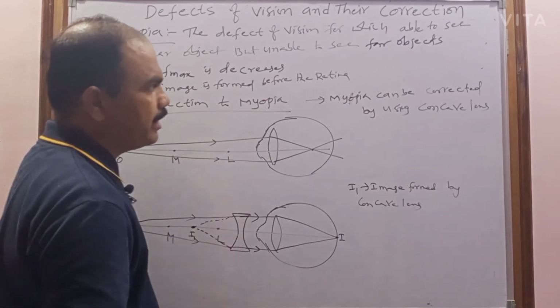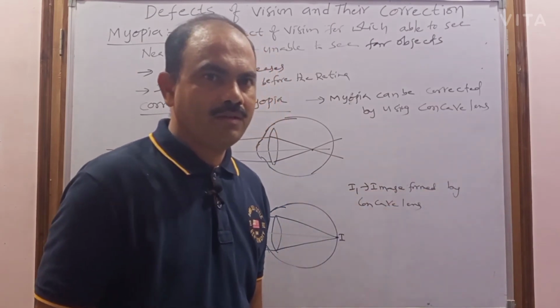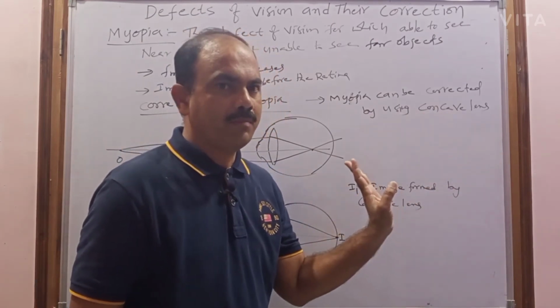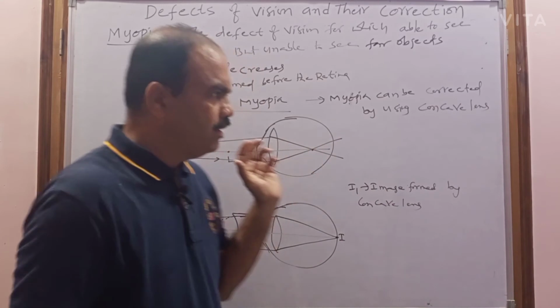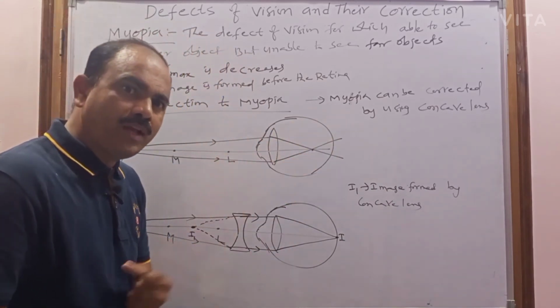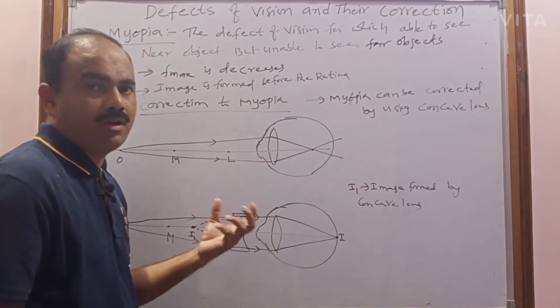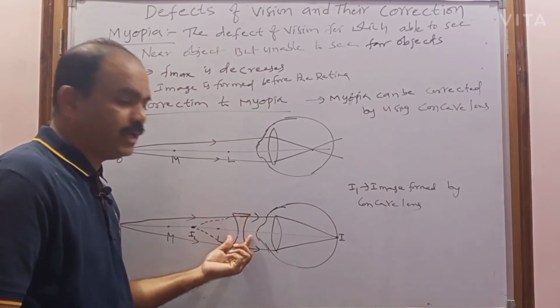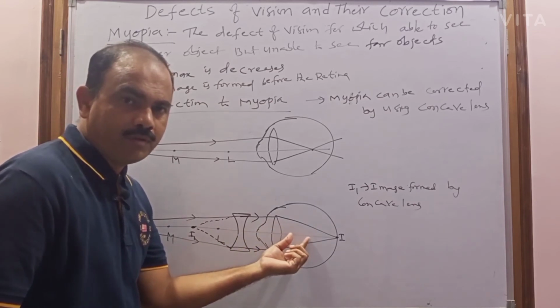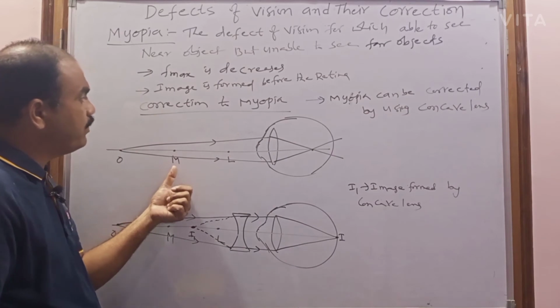So myopia can be corrected with the help of which lens? A concave lens, remember. Okay, so you used the concave lens, but how much focal length of the concave lens can be used to correct the myopia? That depends only upon the far point distance.